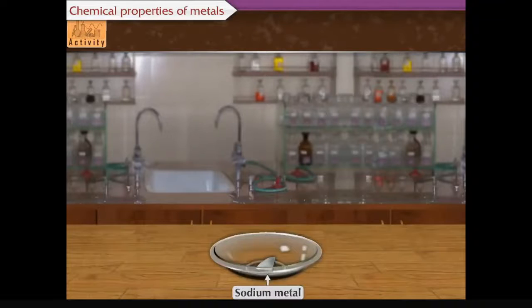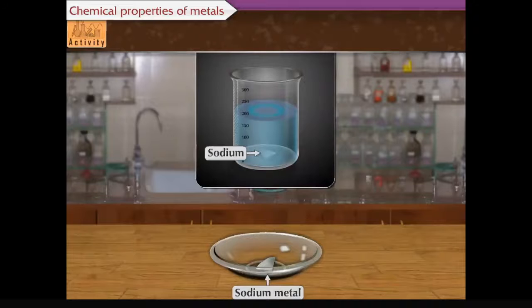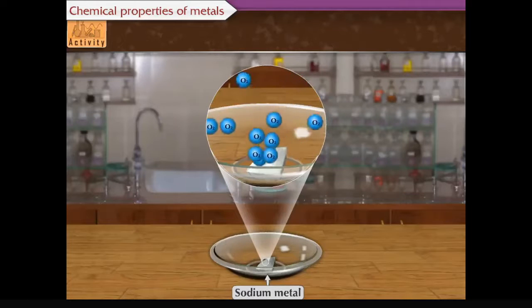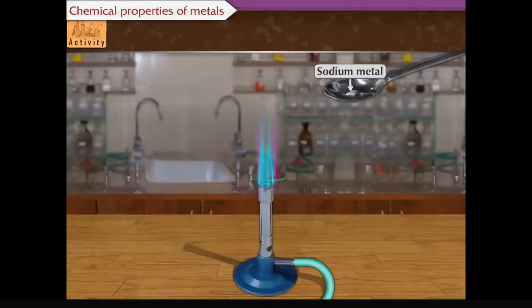Next is sodium metal. You must have observed that sodium is stored in kerosene. It reacts with oxygen even at room temperature and catches fire because sodium is highly reactive. Hence, sodium has to be handled carefully. Let us heat the sodium metal carefully.